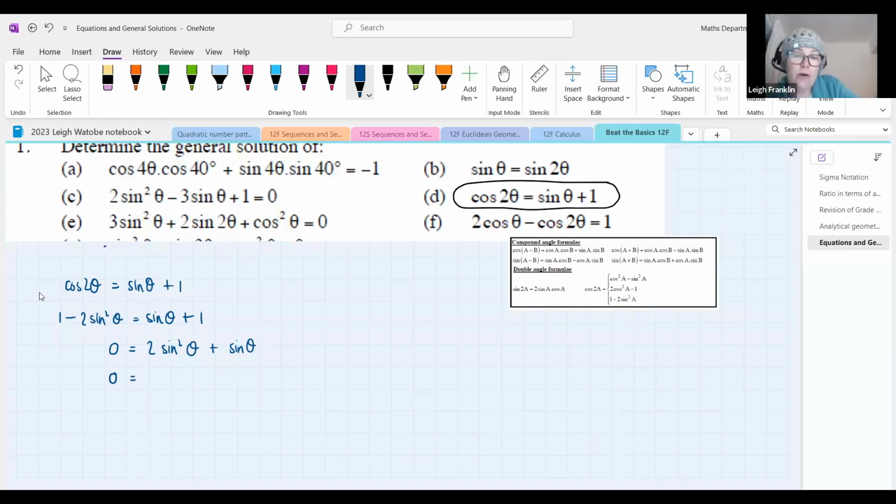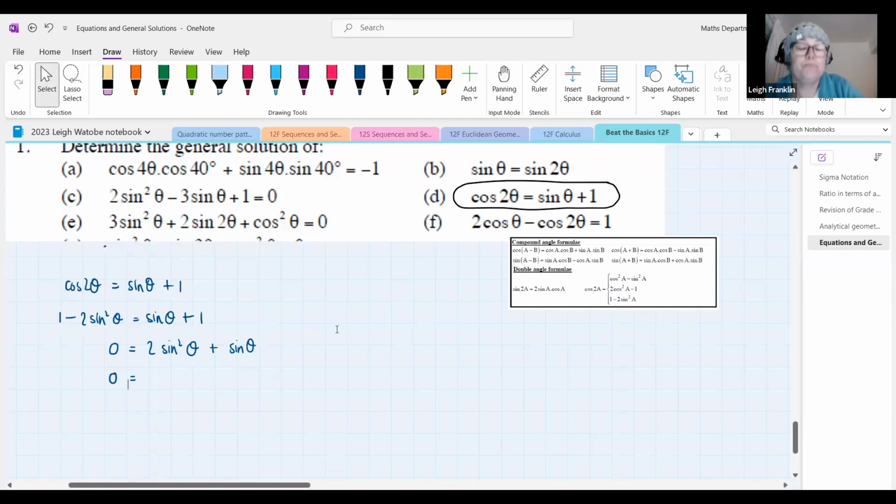Okay, so look for compound angles. Look for double angles. Use compound angle formulae, use double angle formulae. After you've done that and you've substituted them in, get it into standard form, so that it's equal to 0, and then start thinking about factorizing. That's the general idea every single time. Amahle, go for it.